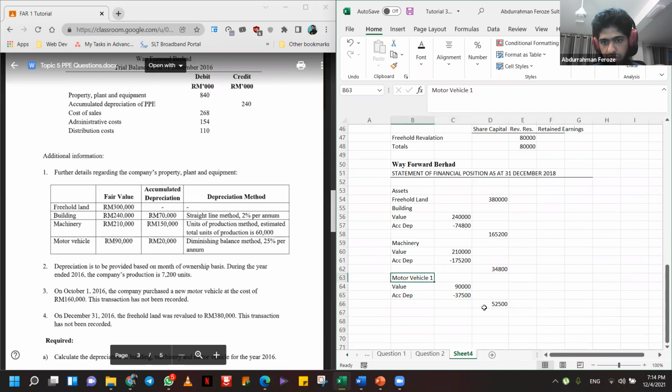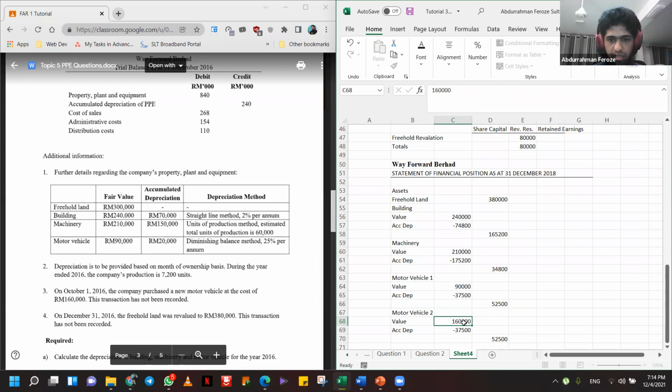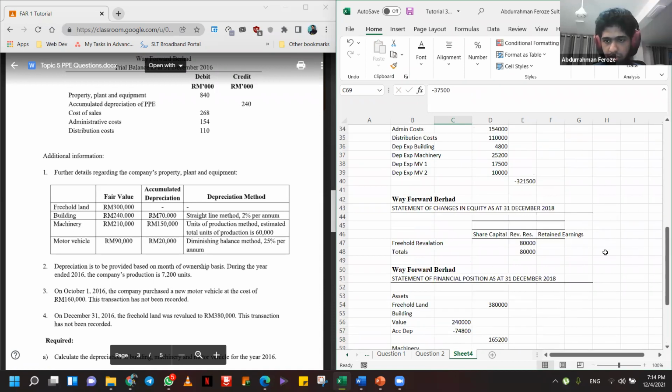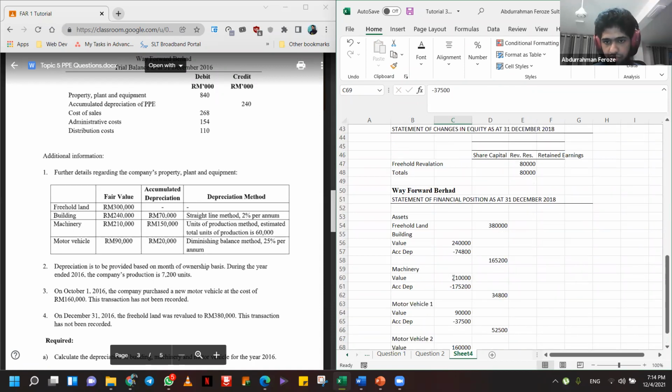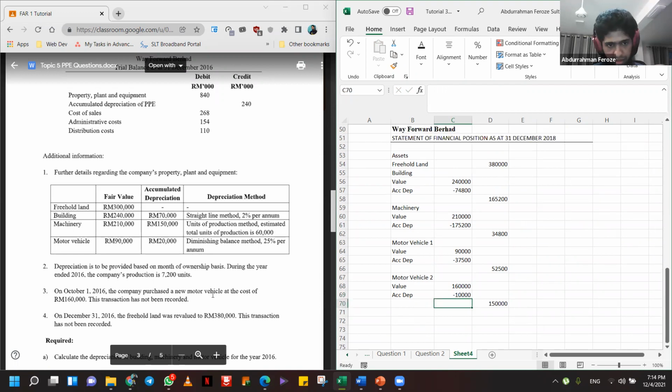And then we have motor vehicle 2. How much is the value of the motor vehicle 2? What's the value of the motor vehicle 2? 160,000. And then the accumulated depreciation is 10,000. It is nothing to begin with. It'll be 10,000. Okay.